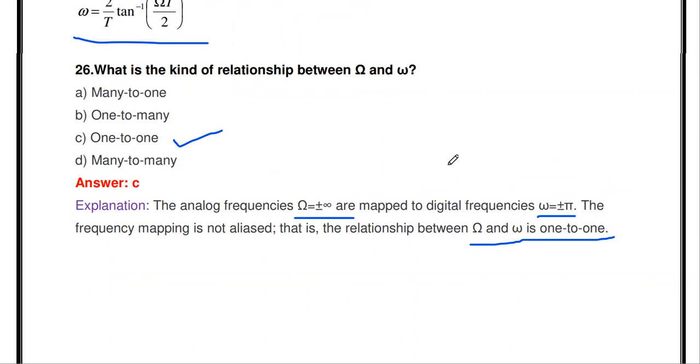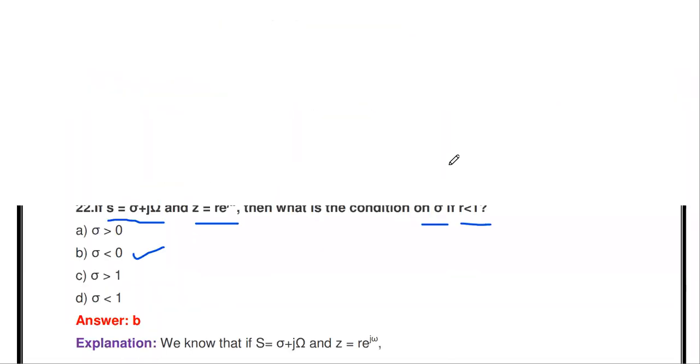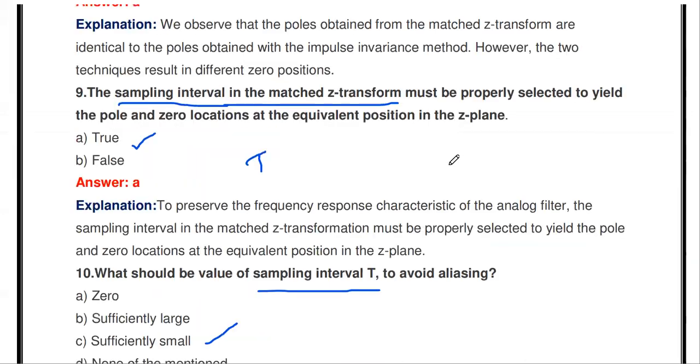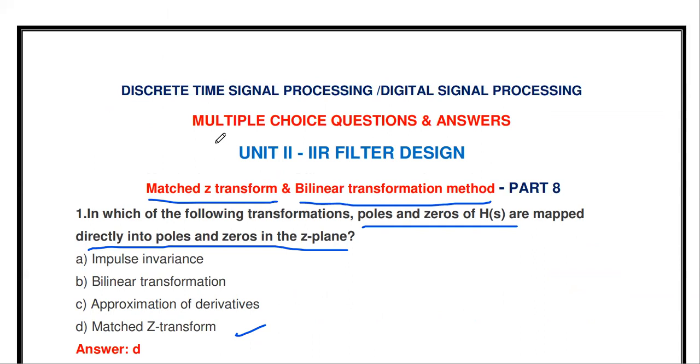So these are some of the questions about the design of IIR digital filters in the case of bilinear transformation and the matched Z transform method. These are the four design methods used to convert the analog Butterworth and Chebyshev filters into the corresponding digital IIR filters.